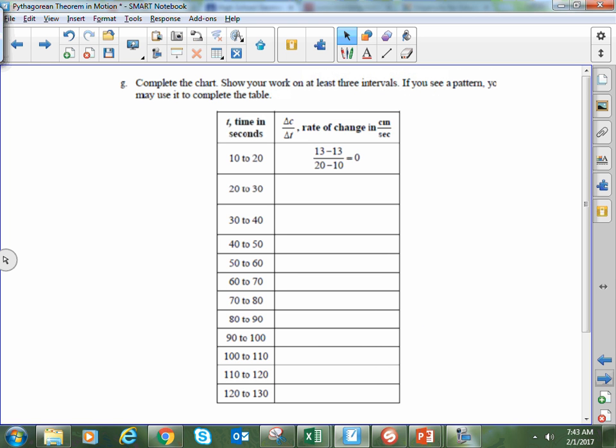Now we're going to look at the rate of change, and this is one of the hearts of what we're doing here. We're talking about rate of change. I don't want my highlighter anymore.